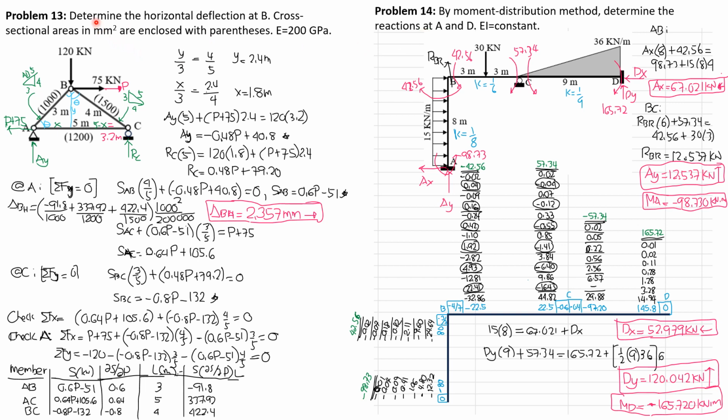So for problem 13, determine the horizontal deflection at B. Cross-sectional areas in mm square are enclosed with parentheses. E is 200 gigapascals. So I'll apply Castigliano's second theorem here, but before that, observe that the lengths of the triangle are 3, 4, 5, which are sides of a right triangle.